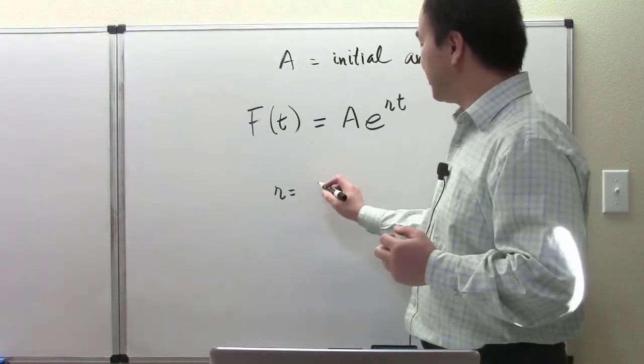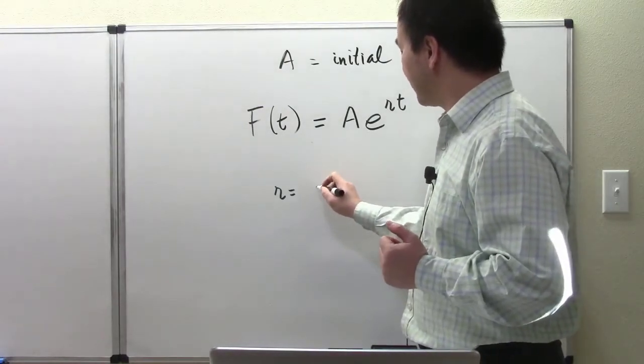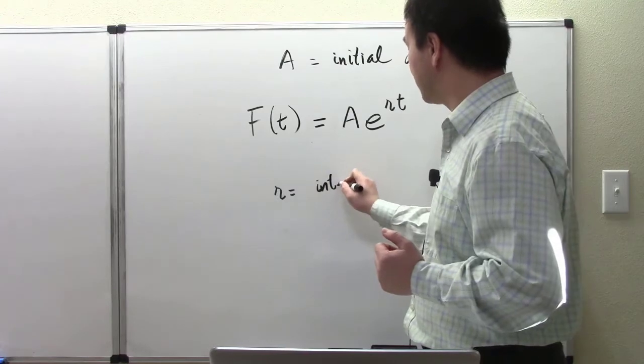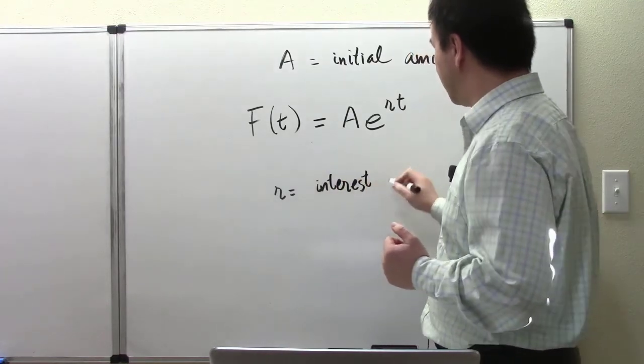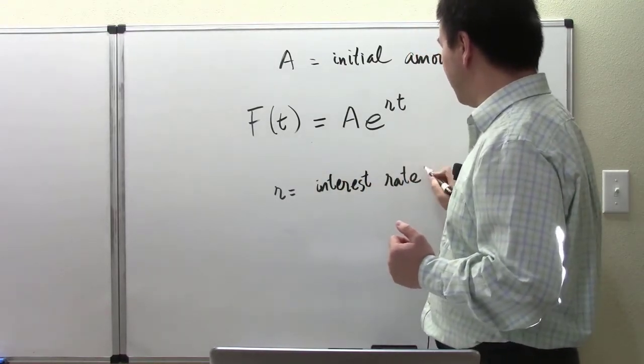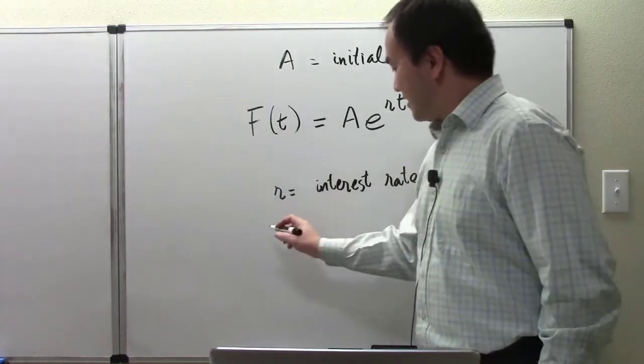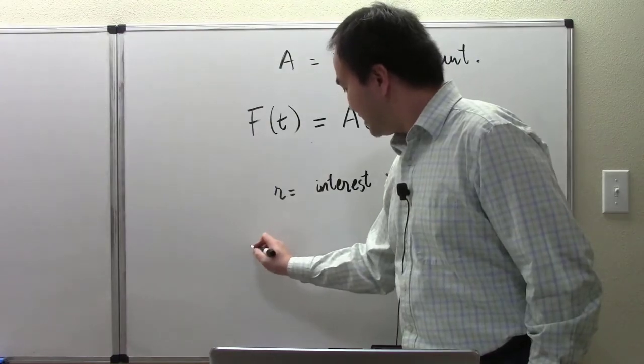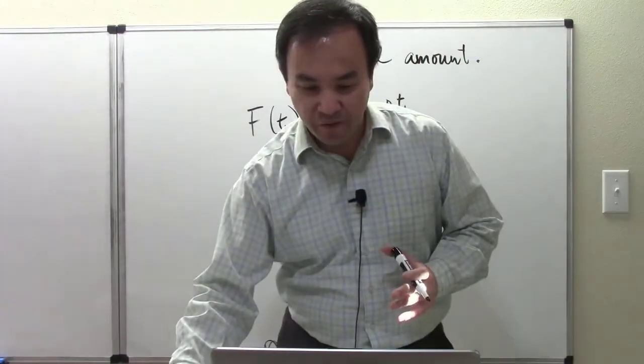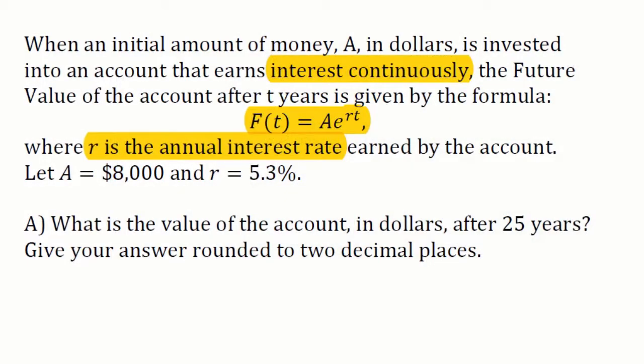So r here is basically just the interest rate. Okay, for short, the interest rate, and on standard it's annually. So now in our problem, according to the given information, we have an initial amount. We walk into the bank on that day with $8,000. So that is our initial amount. And then the interest rate here is 5.3% annually.